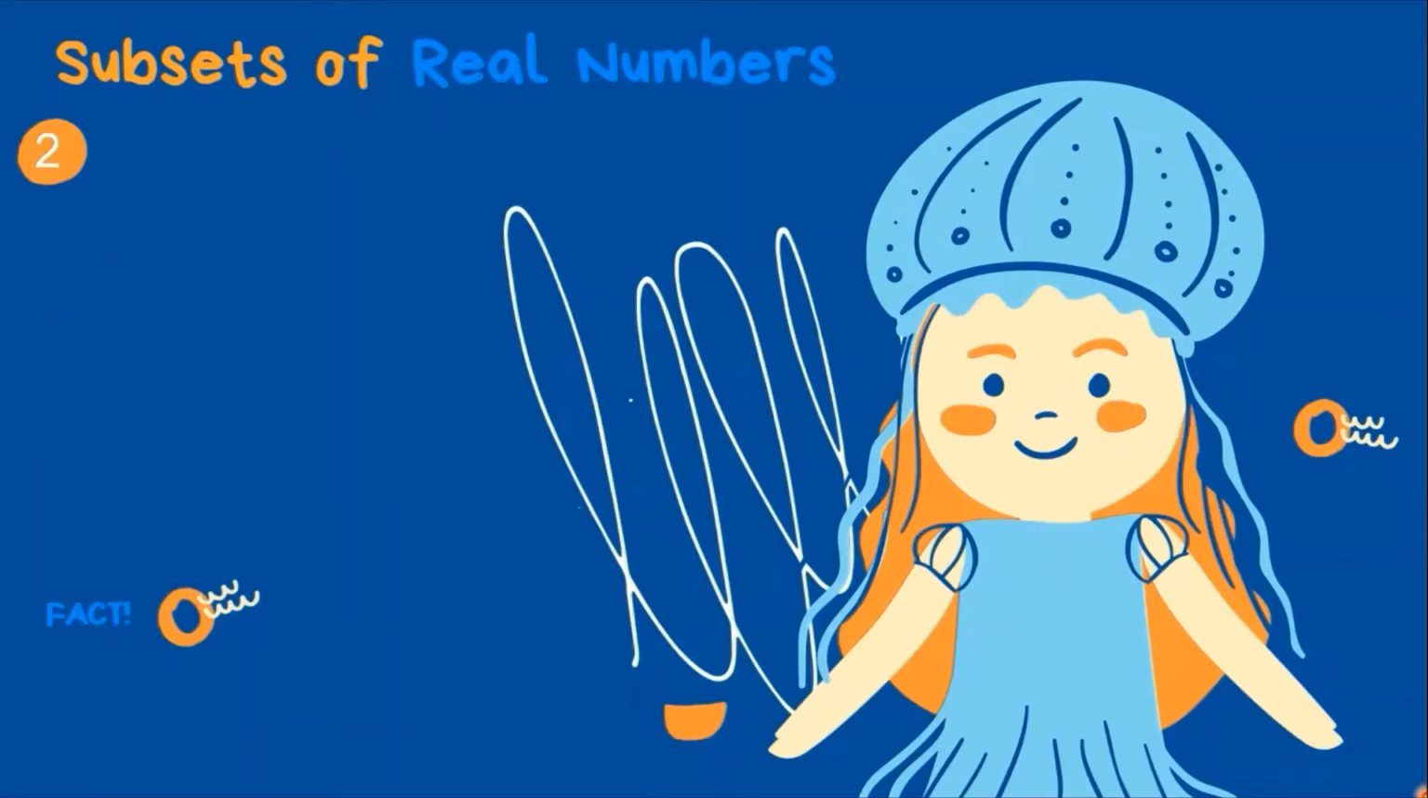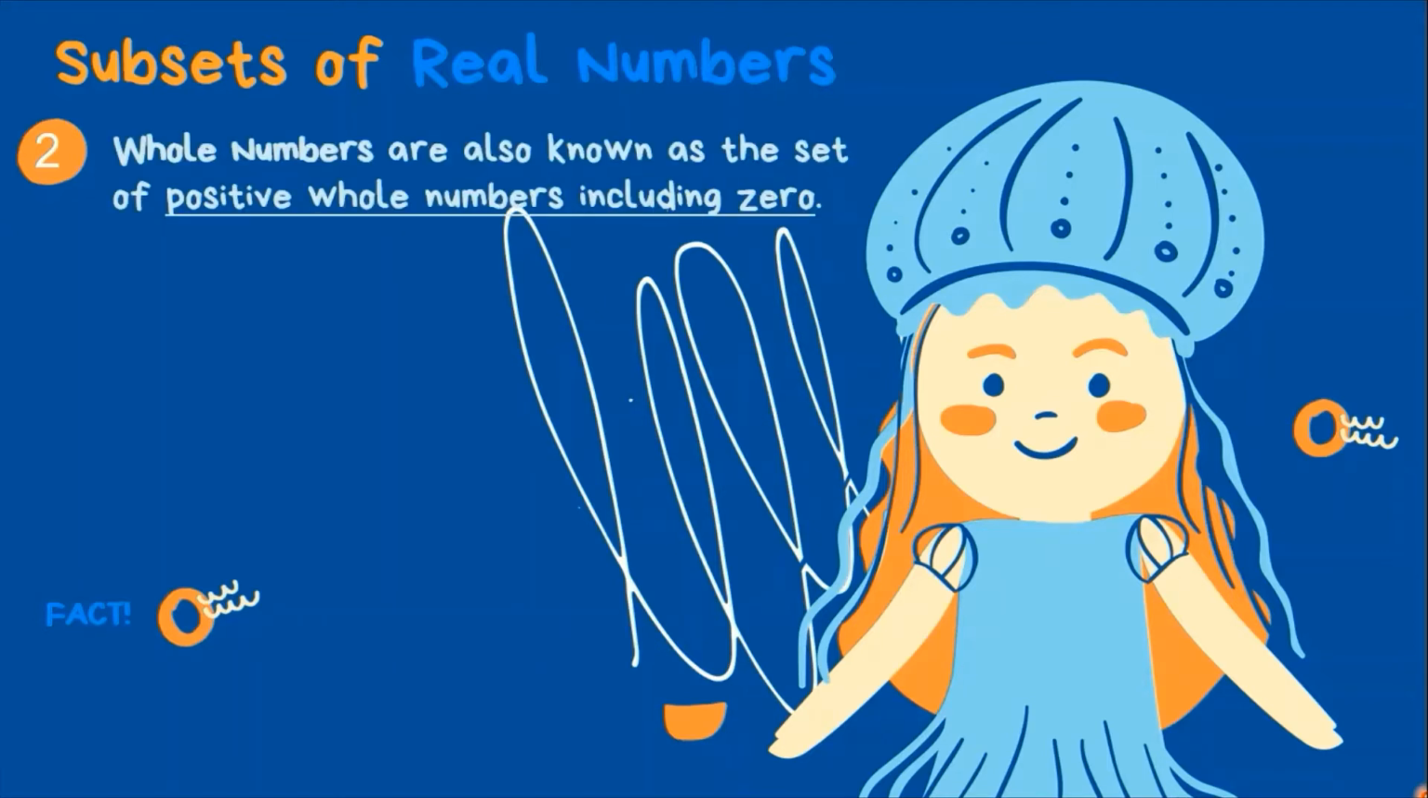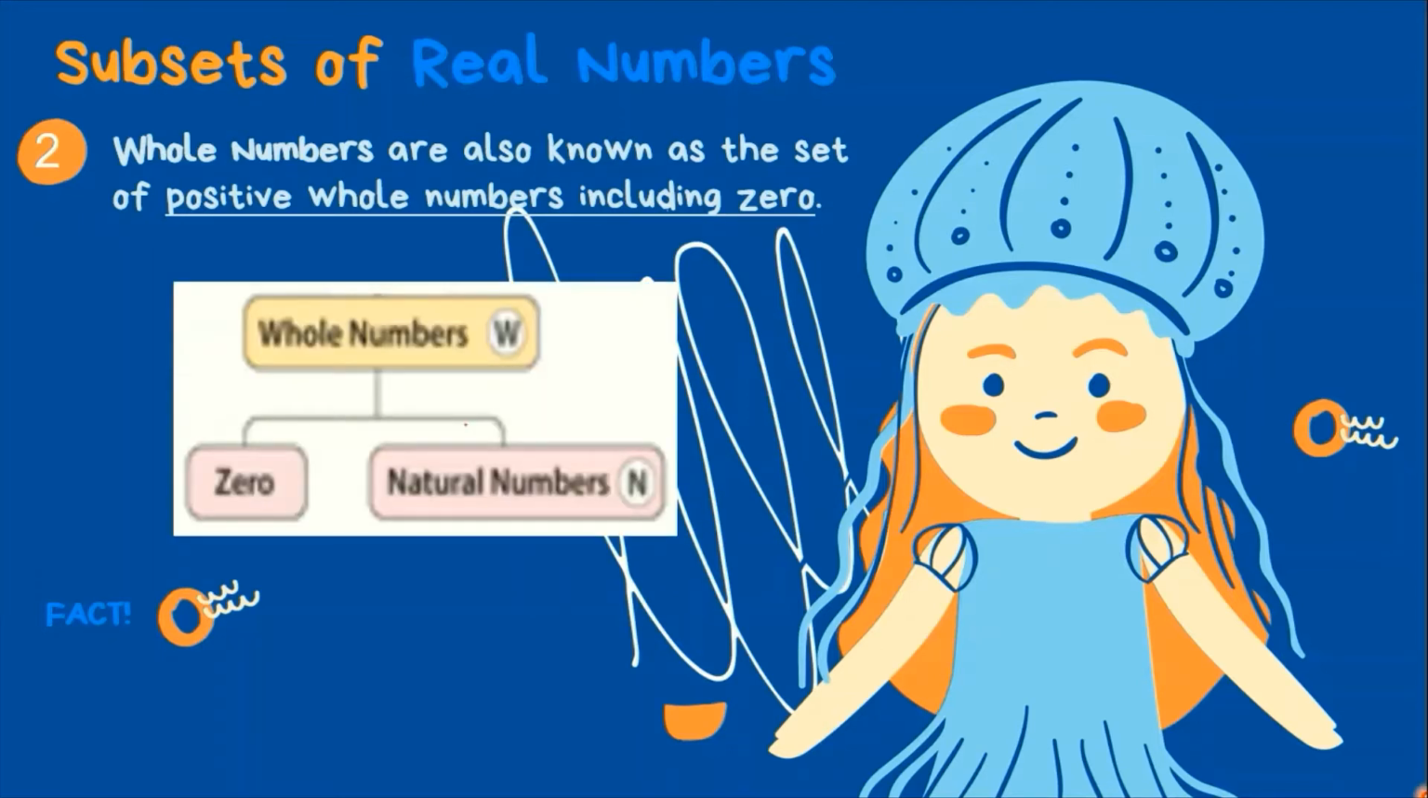The second subset of real numbers are the whole numbers. They are also known as the set of positive whole numbers, including 0. This is the summary of whole numbers. Whole numbers include all natural numbers and 0. Alam natin kanina na ang natural numbers ay lahat ng mga positive numbers na ginagamit natin sa pagbibilang starting from 1. Ngayon, idagdag natin yung natural numbers sa 0. Simulan natin ang pagbibilang kay 0, whole numbers na ito.